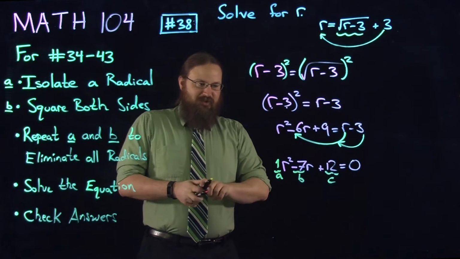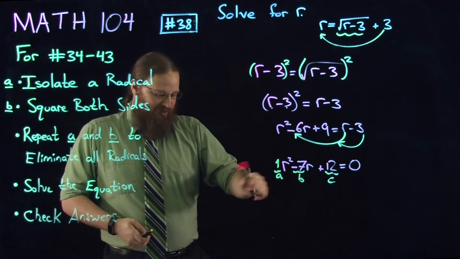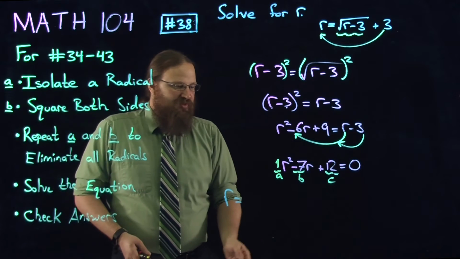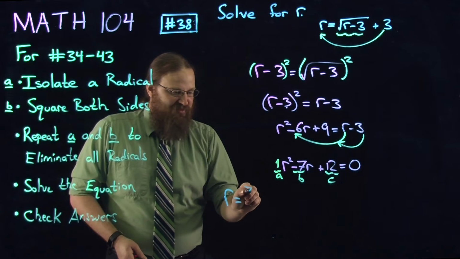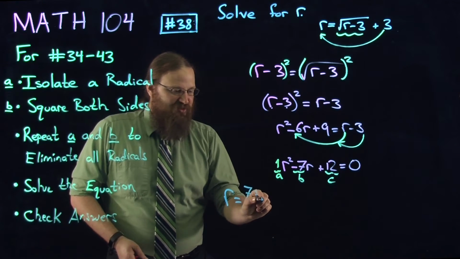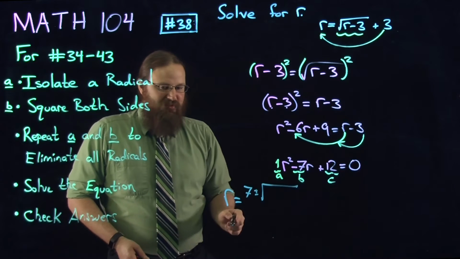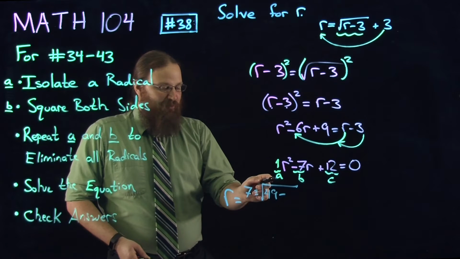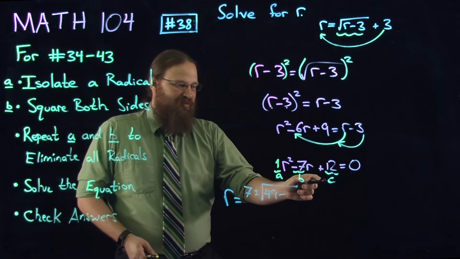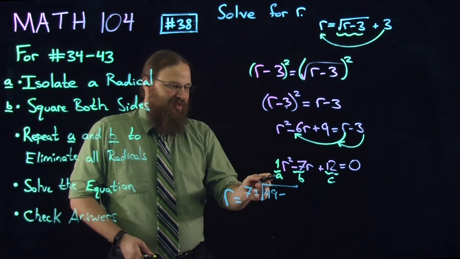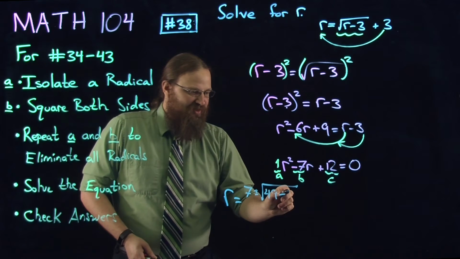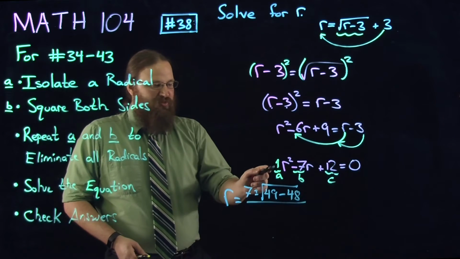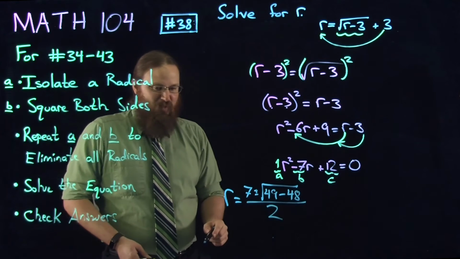So what's the quadratic formula? The r, the variable that we're looking for, is going to be equal to negative b, so that's positive 7, plus or minus the square root of b squared, negative 7 squared, that's 49, minus 4 times a times c. So that's 4 times 1 times 12, that's 48. And then it's all over 2 times a, 2 times 1.